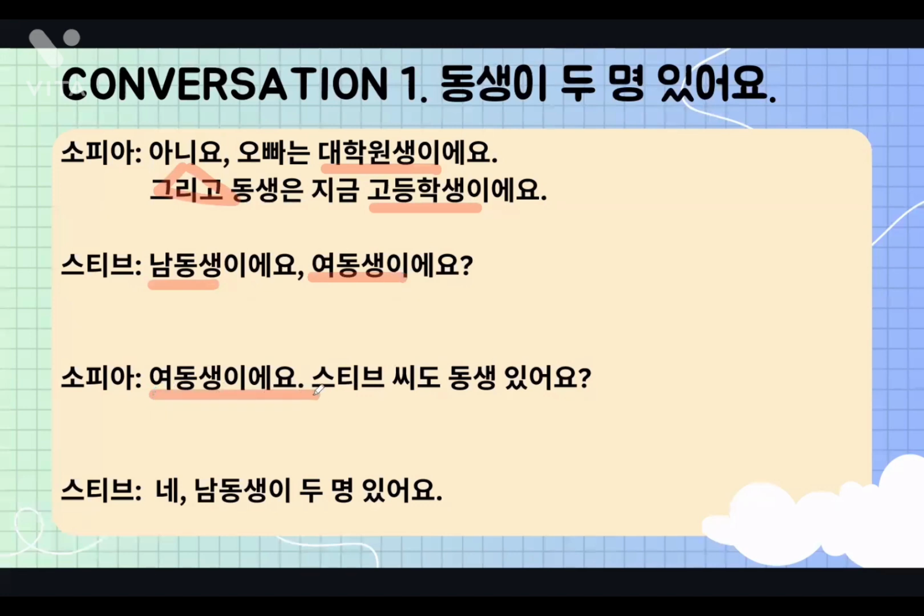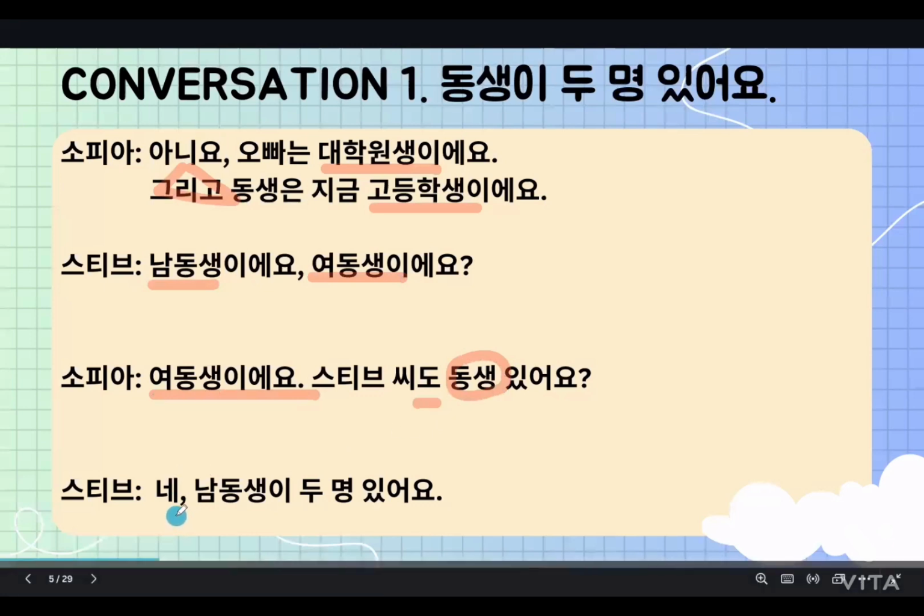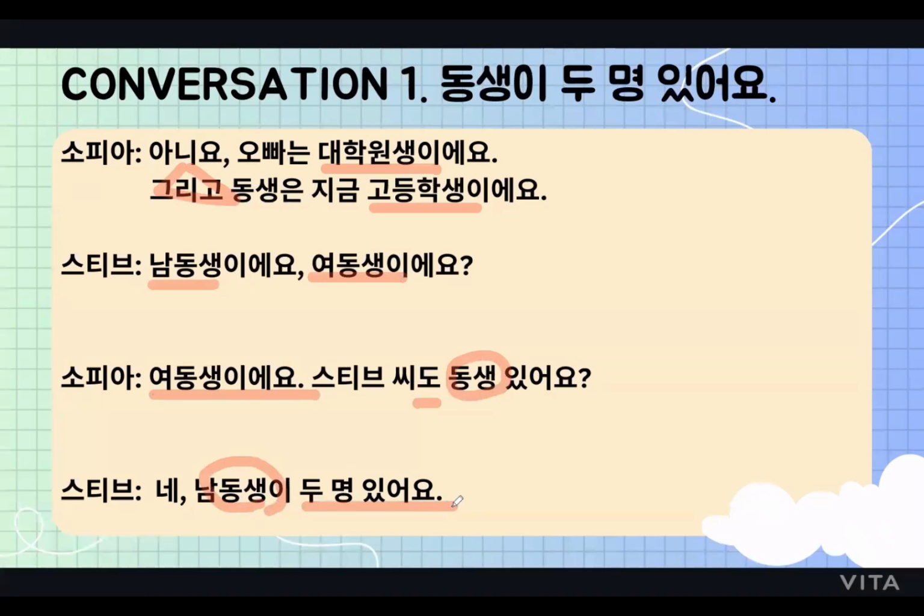Yeah, it's younger sister. And Sophia asked, Steve 씨, do you have any younger siblings? Steve 씨도, 그쵸? 동생이 있어요? And yes, 네, 남동생이 2명 있어요. Oh, Steve said, yes, I have 2. 자, what is 남동생? Younger brother. 그쵸? Wow, Steve has 2 younger brothers.